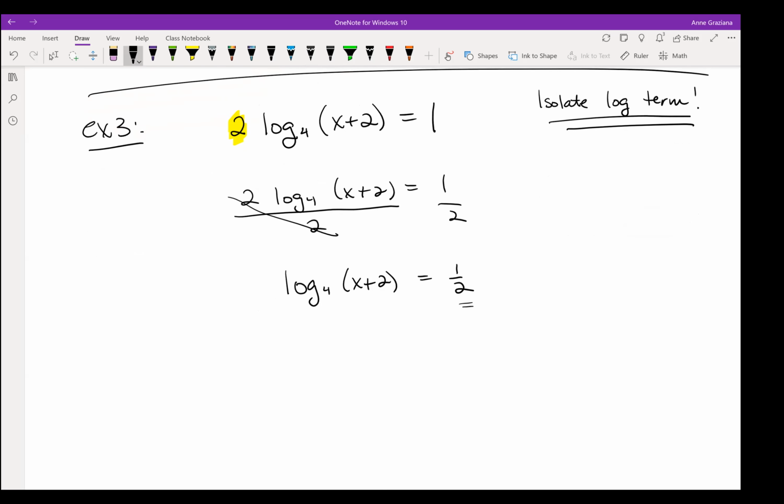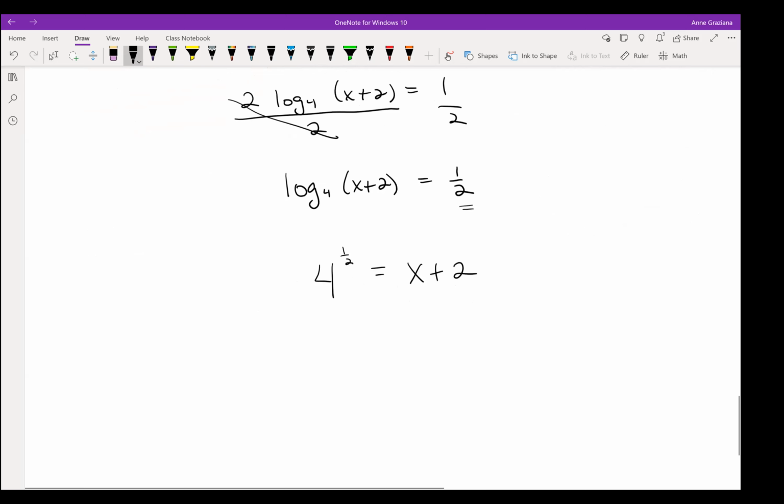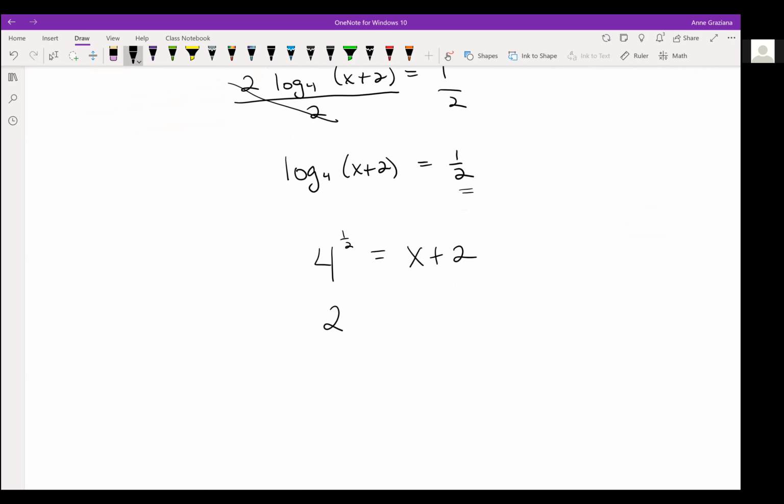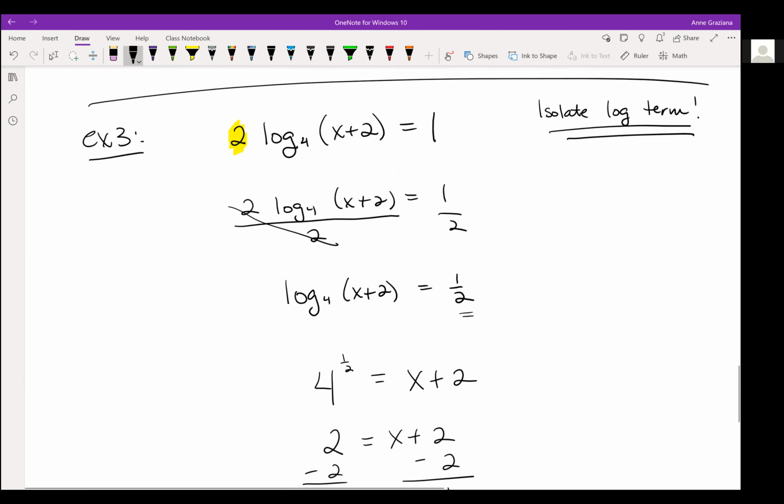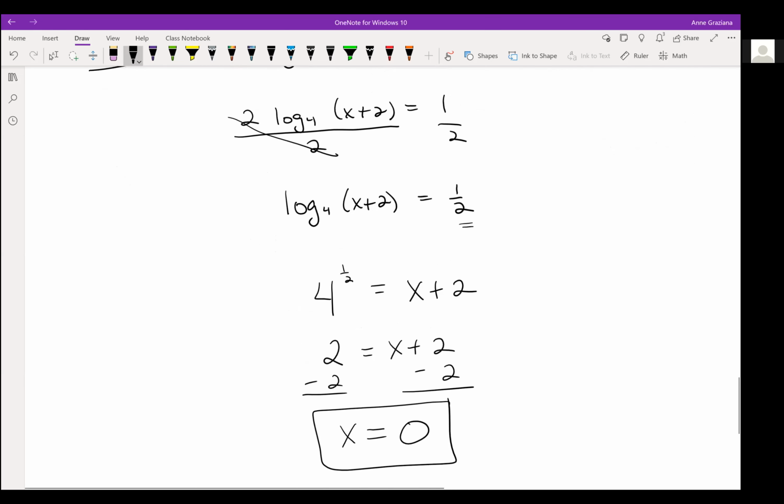This is the exponent that goes on my base of 4 that gives me my input. What is 4 to the 1/2 power? Anybody and everybody? 2, right. That's the square root of 4, which is 2, which is equal to x plus 2. Minus 2, minus 2, and x is 0. Well, that was kind of anticlimactic. So x is 0. Okay, that's fine.